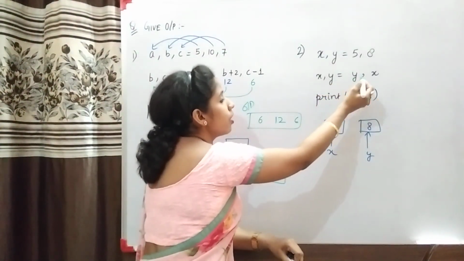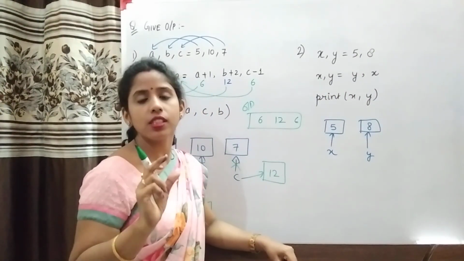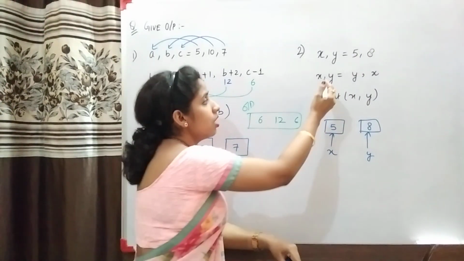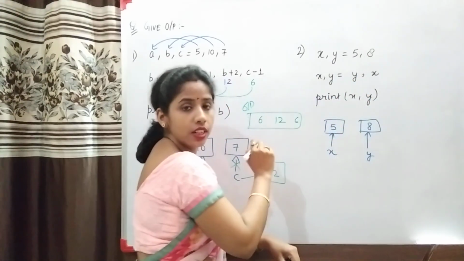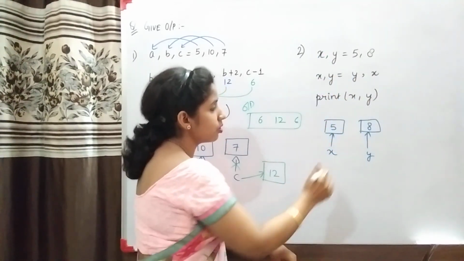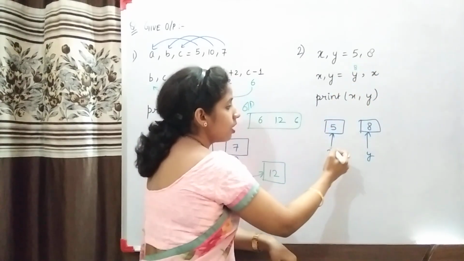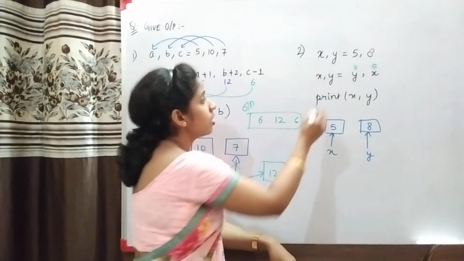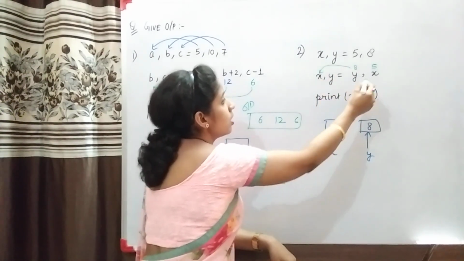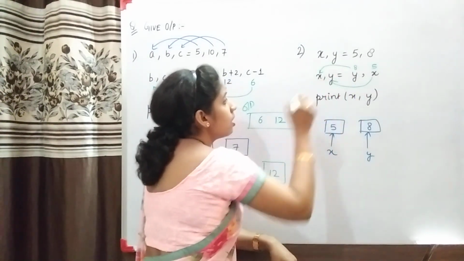X, y is equal to y, x. बहुत इंपॉर्टेंट पॉइंट है इस लाइन में, ध्यान रखिएगा. X, y is equal to y, x. So substitute y and x first here. यहाँ पे पहले y और x की वैल्यू सब्सटीट्यूट कर दीजिए. तो y की वैल्यू 8 है, x की वैल्यू 5 है. अब असाइनमेंट स्टार्ट करिए. तो x को क्या मिलेगा 8 और y को क्या मिलेगा 5.